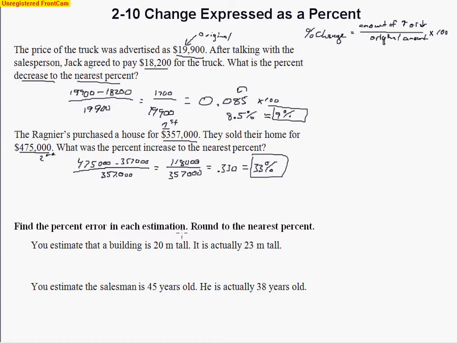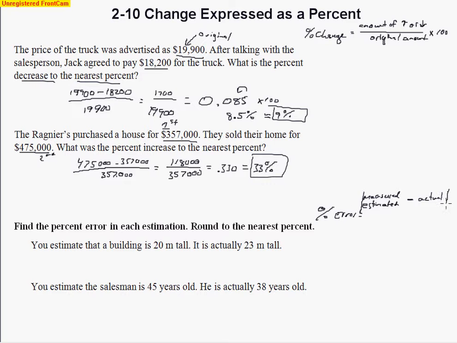So the next problem says find the percent error in each estimation and round to the nearest percent. When we're talking about percent error, it's very similar to this last problem. We're trying to find the amount of change, and so the way we do that is we take the measured or estimated value, and we're subtracting from the actual. So we subtract those, but we take the absolute value.